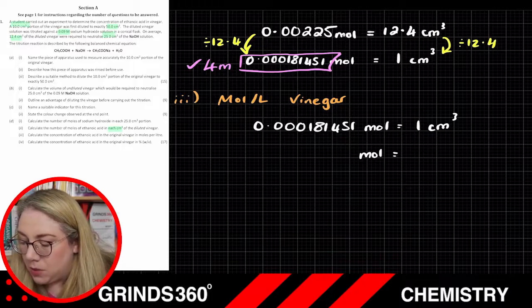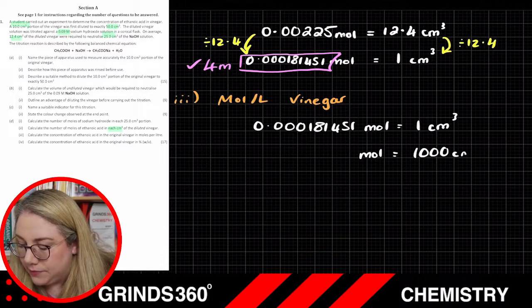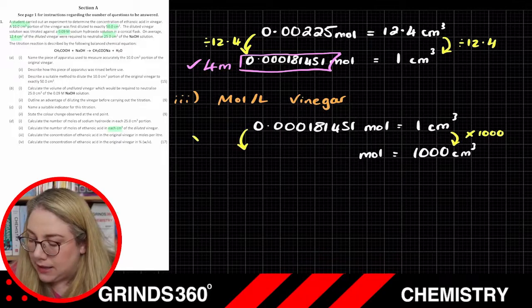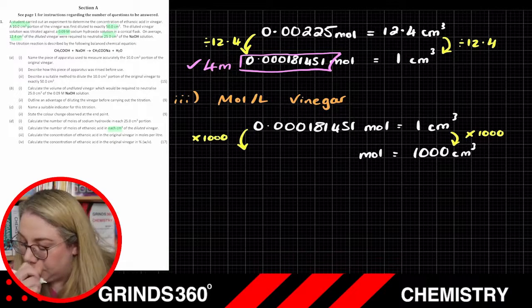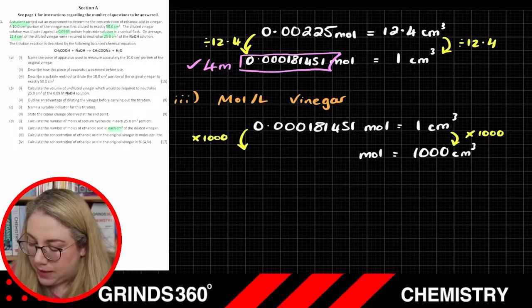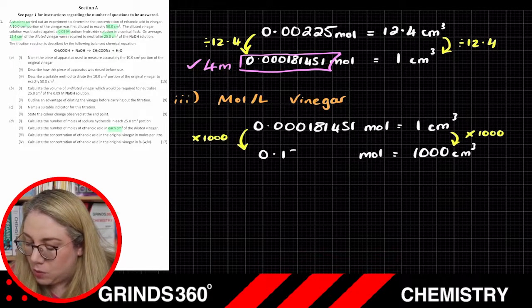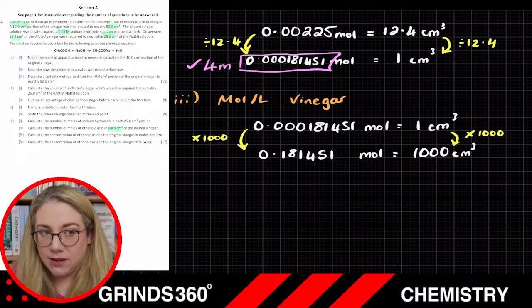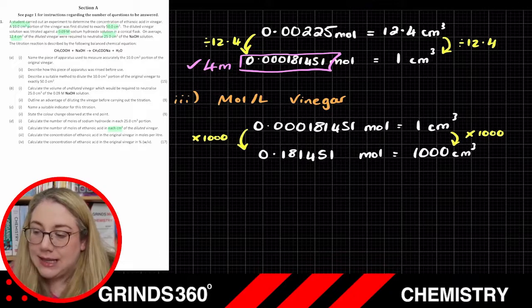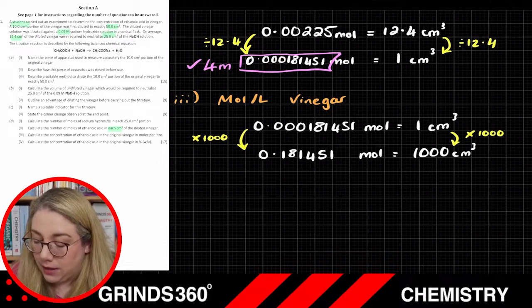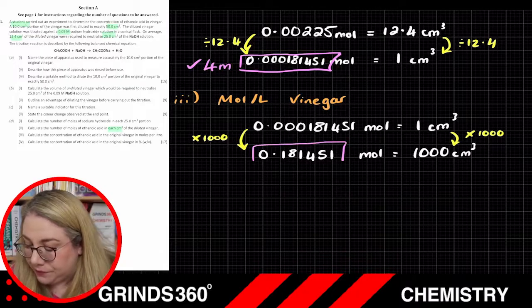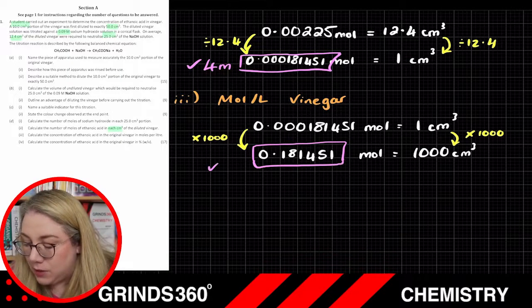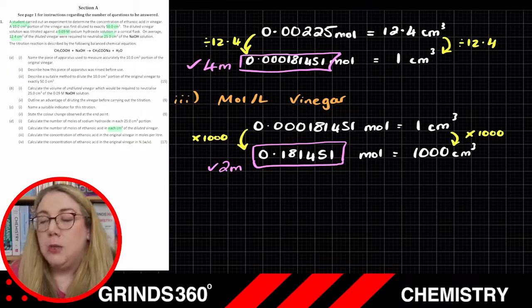I want how many moles are in a litre. So how do I get from 1 up to 1,000? You multiply by 1,000. Whatever you do on the right-hand side, you have to do on the left-hand side. So you take your number of moles and you multiply by 1,000, and that's going to get me 0.181451 moles per litre. Now you're not finished with that. That is actually the concentration of the dilute vinegar. And for that number there, the examiner gave you 2 marks. But that's the dilute.